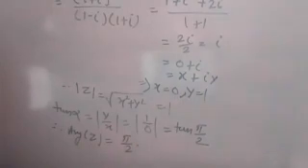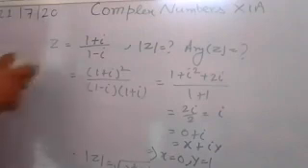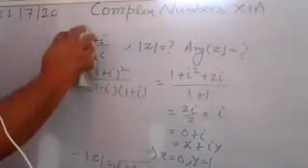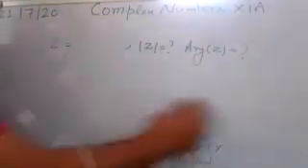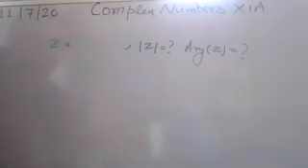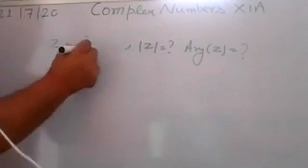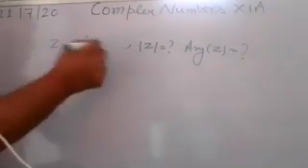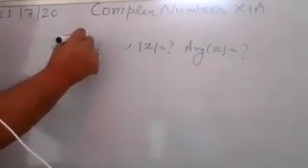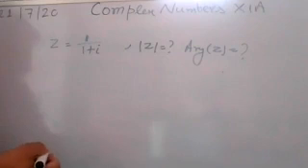Next question for practice, similar questions are there. You have z is equal to 1 upon 1 plus i, and you have to find the value of modulus of z and argument of z. So you know well what you are doing here.